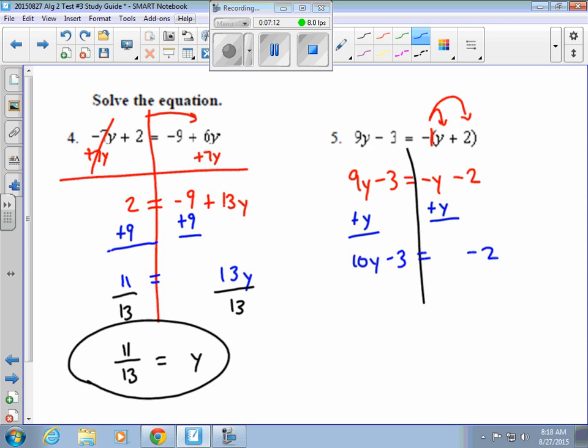Move negative 3 over by adding it to both sides. If you add it to the left, add it to the right. You have 10y on the left. Negative 2 plus 3 is 1. Again, think of that number line if you need to. And then get y by itself by dividing by 10 on both sides. And y is 1 over 10.